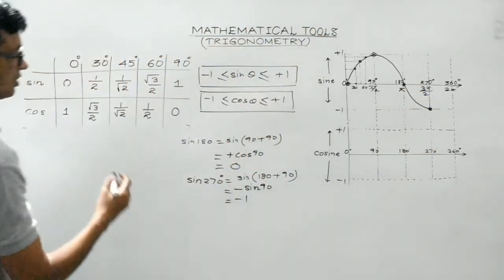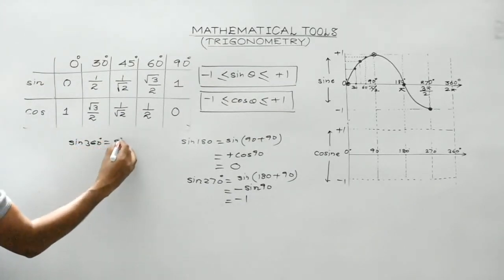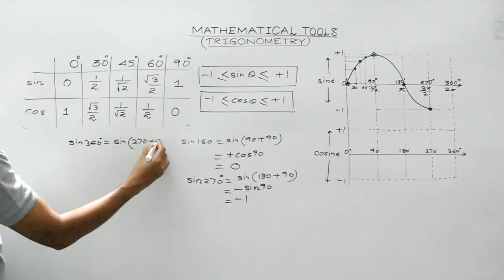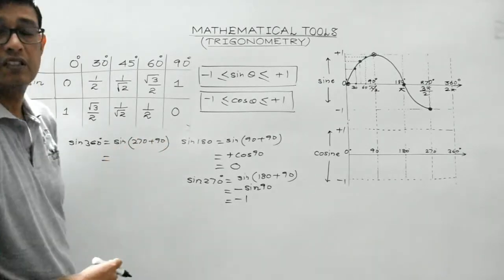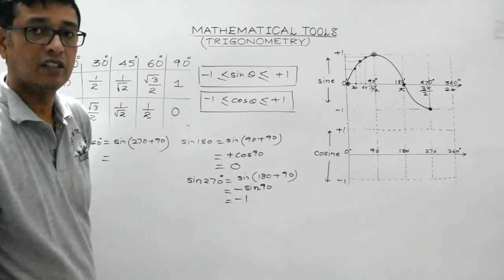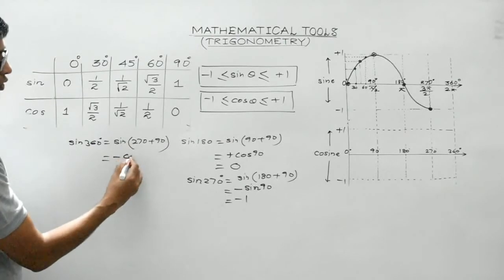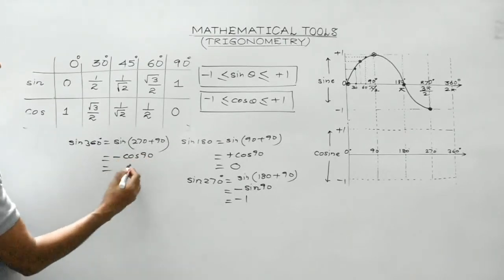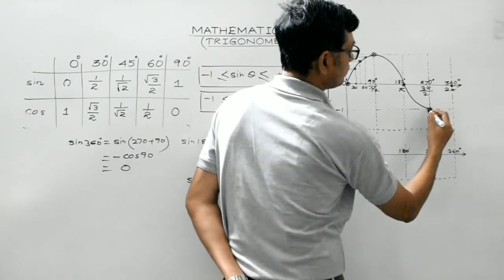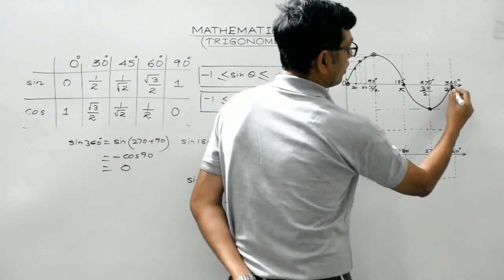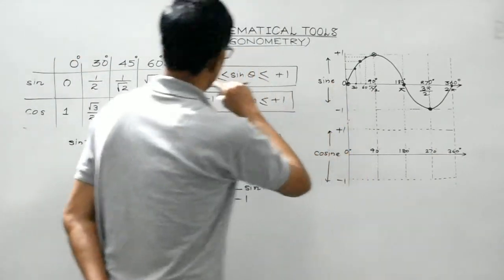And last, 360 degree. Sine 360 degree can be written as sine 270 plus 90. It's in the fourth quadrant. In the fourth quadrant, sine is negative, and with 270, it will be minus cos 90. Cos 90 is 0, so it will be 0. So if you continue, it will give you a curve like this.